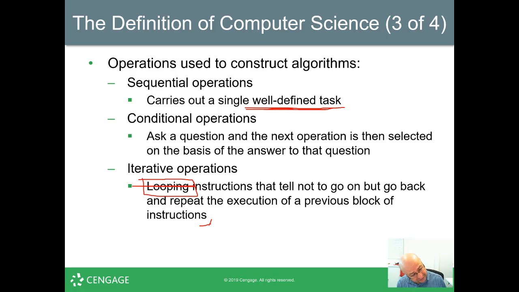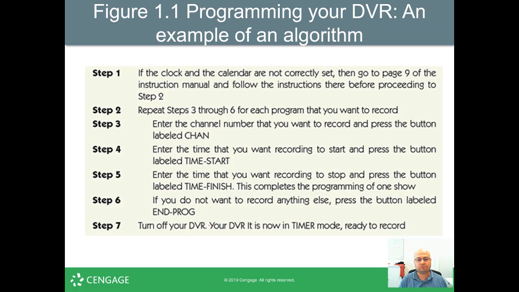A better example, extracted from the book. So please, again, I'm not sure if I told you, read the book. It is programming your DVR, or your alarm clock, or any programmable tool. I'm sure that you've had to do these sequences at least once in your life. Step 1, if the clock and calendar are not correctly set, then go to page 9 of the instruction manual and follow the instructions there before proceeding to step 2. So you need to first set the clock and the calendar. This is our first instruction.